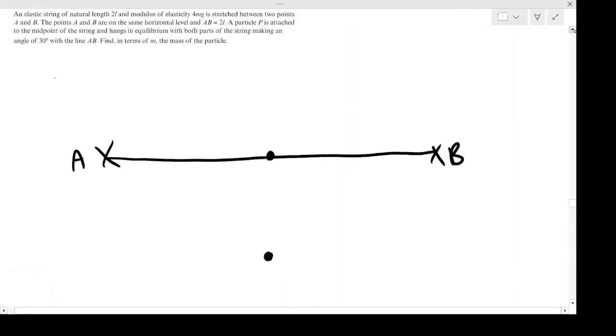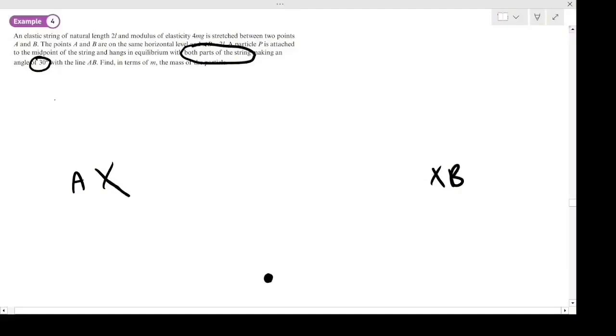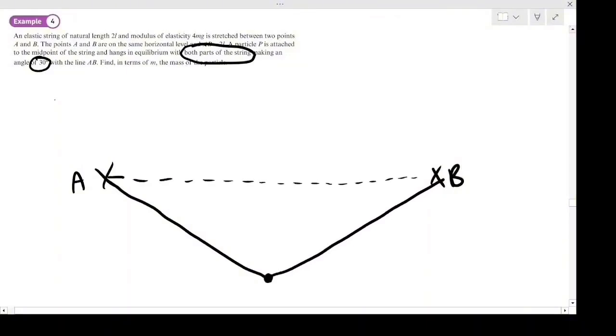How do I know this? Because I'm told the particle makes an angle of 30 with both parts of the string. So what's happening there is the string is being stretched down like this. It's pretty much the same as the last example, right? And the angle it makes with the line AB either side is 30. Okay, so that's the setup here, again like a slingshot.